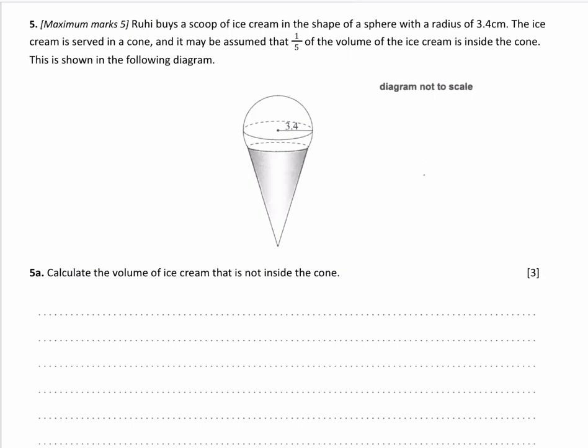You're told that 1/5 of the volume of ice cream is inside the cone, but the rest of it is on the outside. So you're calculating the volume that is not on the inside. It's a strange way of wording it, but what that means is on the outside. If you prefer to think of it without the double negative, then it is on the outside. And you're told that 1/5 is on the inside, so we're interested in 4/5 of that sphere or ball shape.